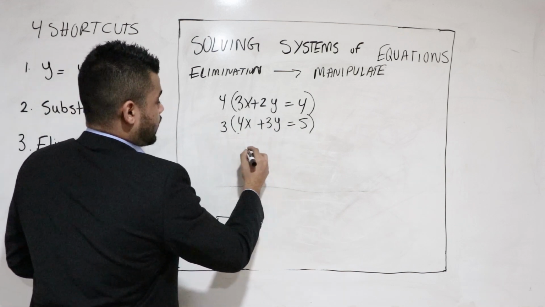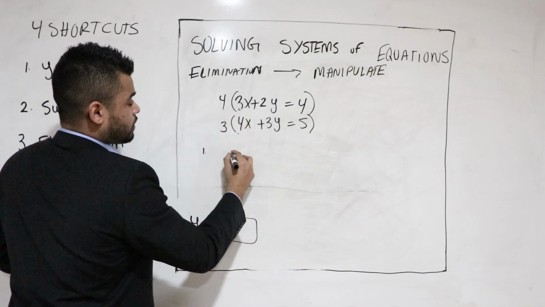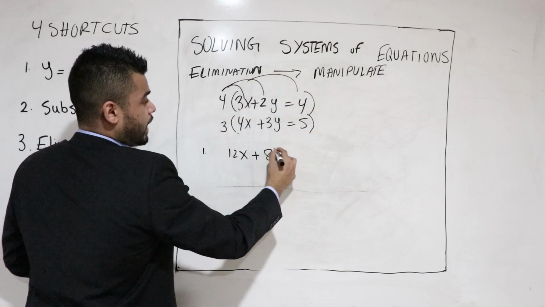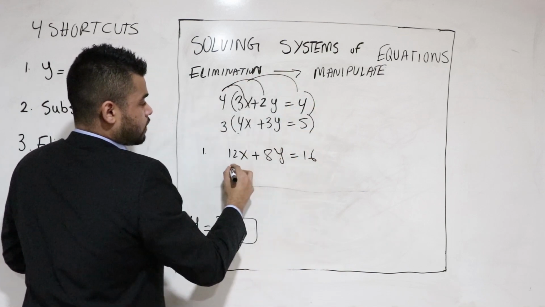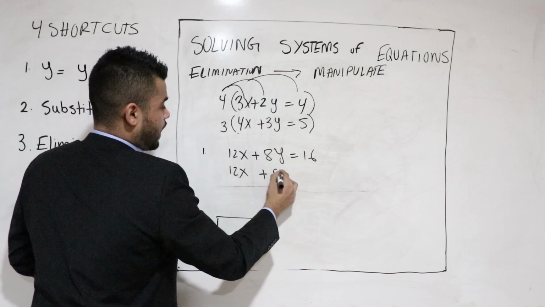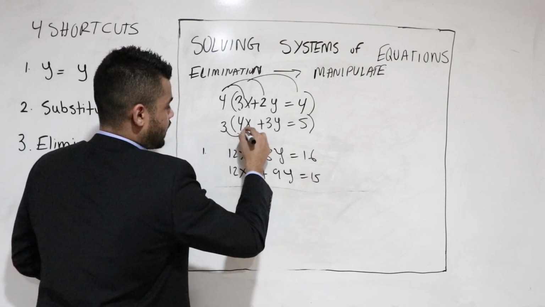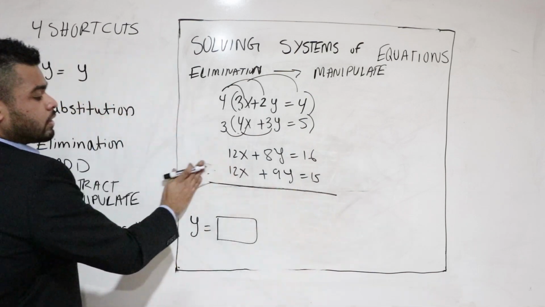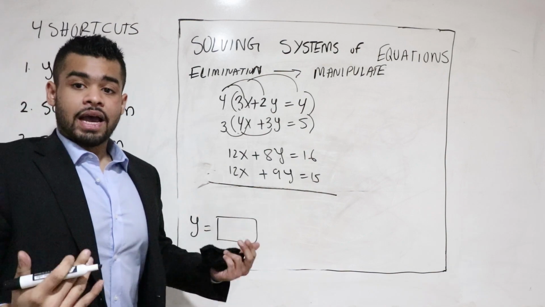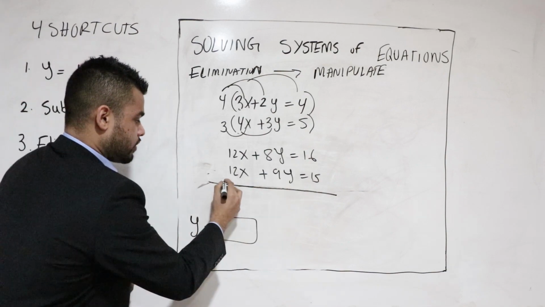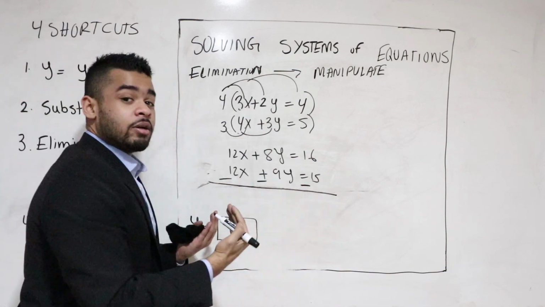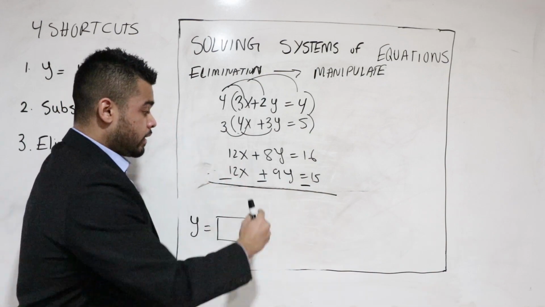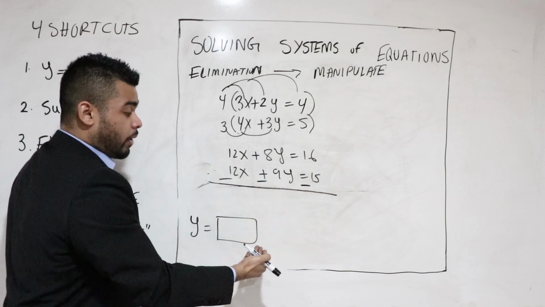My new equations will become, number 1 equation is 12x plus, multiply everything, 8y equals 16. 12x plus 9y equals 15. Remember, everything. I just got my 2 new equations, okay? Now, since the identities match, I can just simply subtract. Why am I subtracting? Because my goal is to kill x, so I get y alone. If I get the x away, I get my y alone.